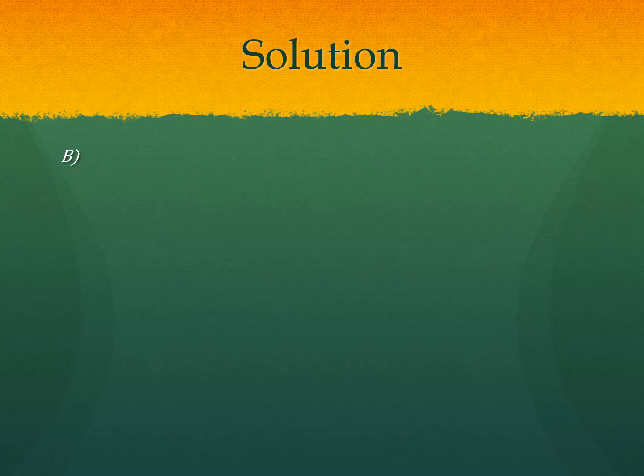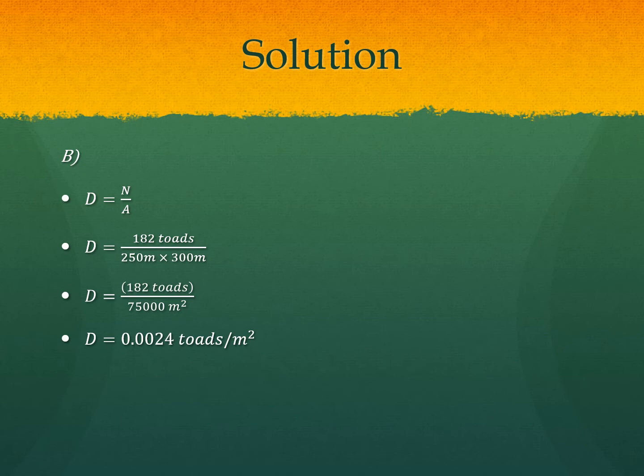For B, the population density, we go back to the equation: density equals the number divided by the area. We have 182 toads, we assume, over the total area. Now the field was 250 meters by 300 meters. So it's 182 toads over a total area of 75,000 meters squared. That adds up to about 0.0024 toads per meter squared. At that point, it might be better to use a larger area rather than meters squared in order to convey the number of toads. So we might go to something like how many toads are there per kilometer squared, or per acre.